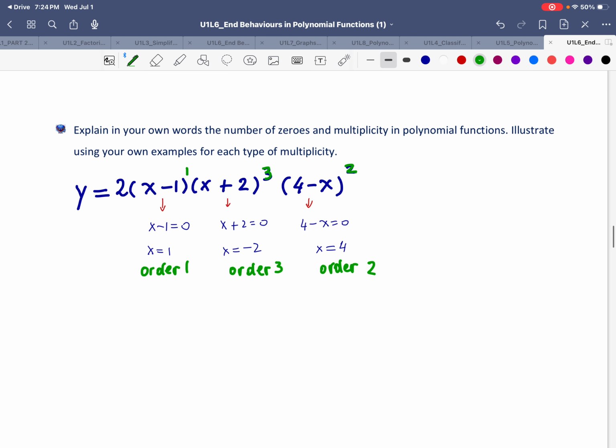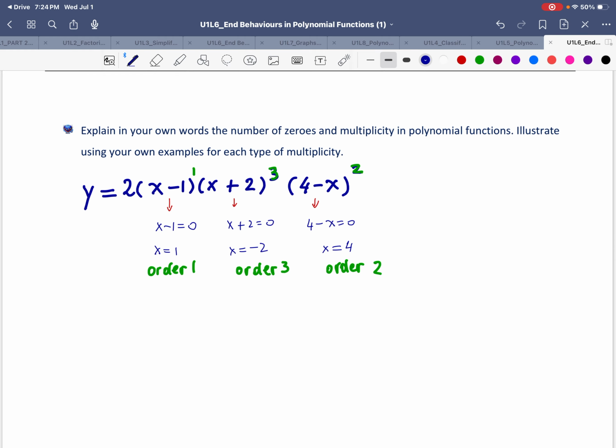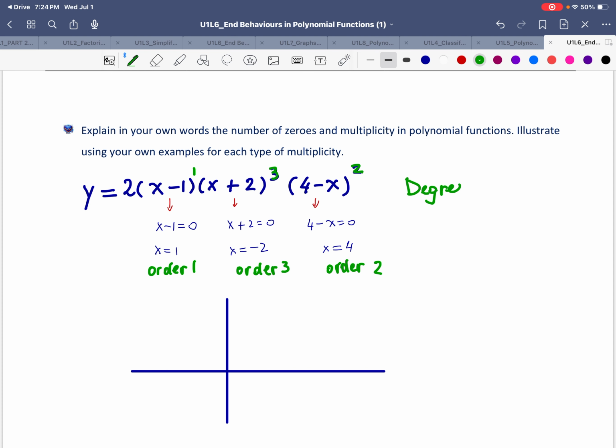So why are we interested in knowing the multiplicity? The reason is that the graph of a function will have a specific shape depending on the multiplicity of the x-intercept. Now, the degree of the polynomial function would be equal to the sum of all the powers. So we look at the exponent of every factor that contains a variable. Don't forget, this is a factor as well, but it doesn't have a variable, it's degree 0, so it doesn't contribute to the degree of the function. So this will be a degree 6 polynomial function.